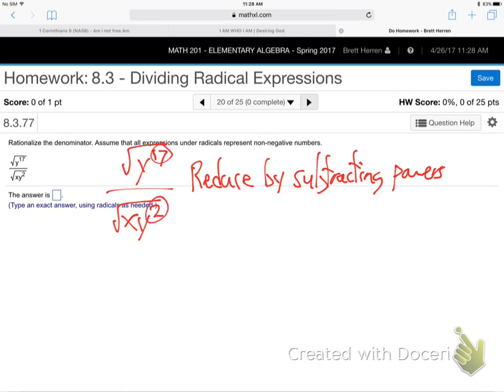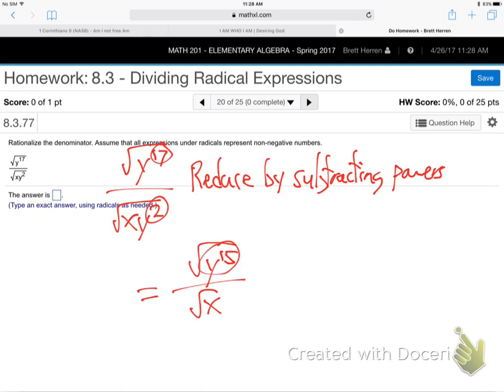So 17 minus 2. Good for the first step. Just reduce by subtracting the powers. 17 minus 2 is 15. Can I have a bunch of y's go on the outside and a single y on the inside? What do you want to do? Have a bunch of y's come out and leave one inside. Yeah, good idea. That's what we should probably do next. Yeah, let's do that. How do we simplify y to the 15th?